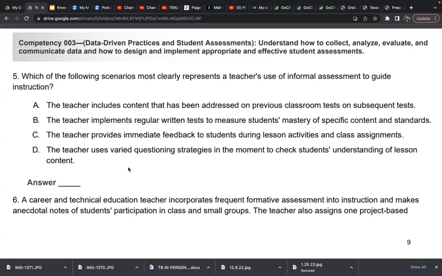Gabby, you want to read this one? Yes, ma'am. Which of the following scenarios most clearly represents a teacher's use of informal assessment to guide instruction?